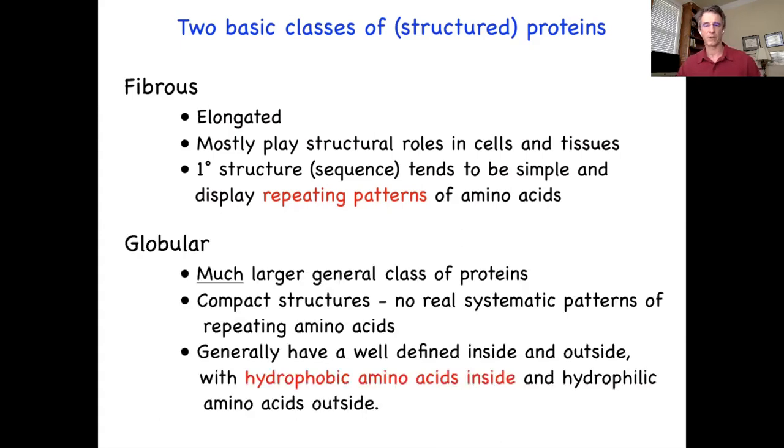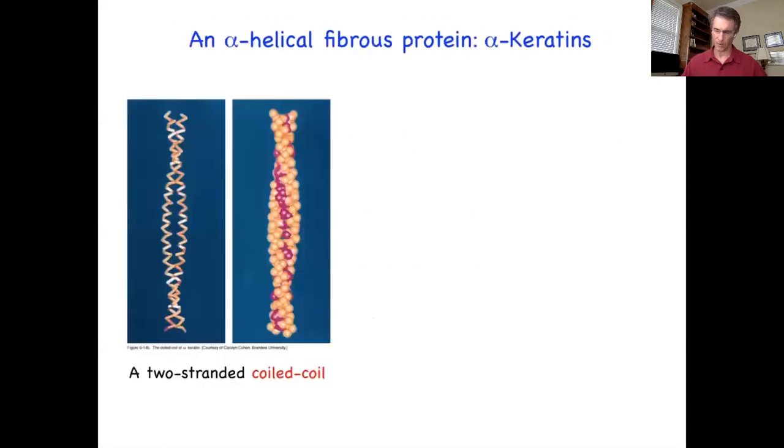Globular proteins, by contrast, are a much larger class of proteins. They're compact structures. There's no real systematic pattern of repeating amino acids in most cases, though people have figured out how to build globular proteins with certain types of patterns. In nature, they don't seem to occur that way. And they generally have a well-defined inside and outside. That's a bit less clear for the fibrous proteins. So let's take a look at a few examples of some fibrous proteins.